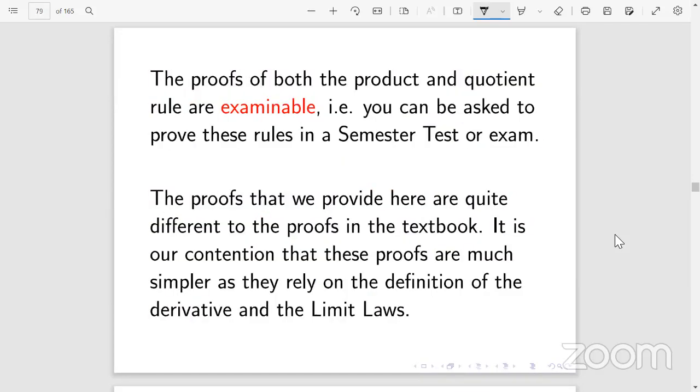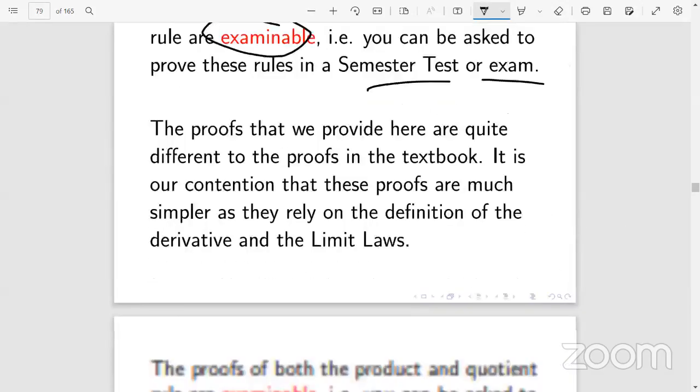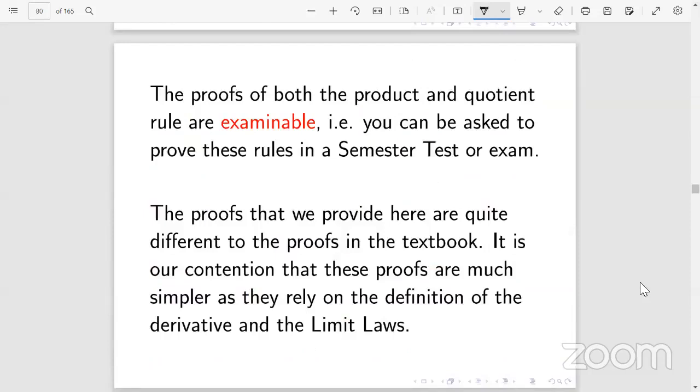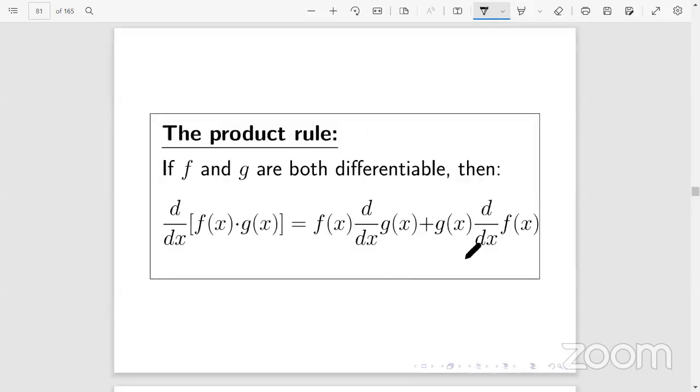Please know that, depending on what course you're doing or what university you went to, for most universities these proofs are examinable. So they get to be asked in your test and in your exam. So please pay attention to what you do. But to prove it is very easy because we get to use the limit laws. Once you understand limit laws, then it's easy to understand these proofs. So let's start with the product rule.